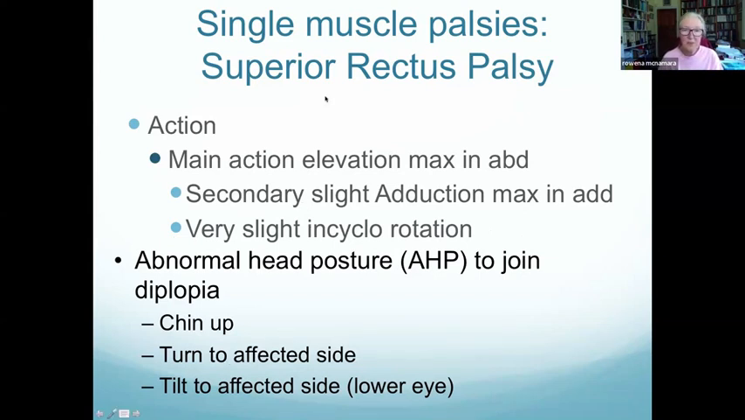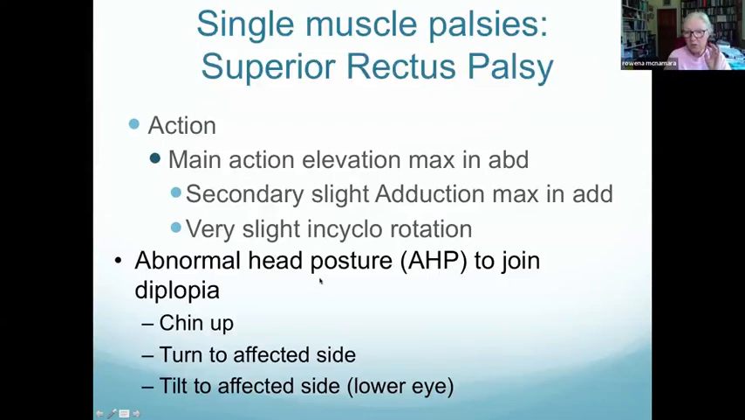So the action, if you remember, of the superior rectus, the main action is elevation, and it gets stronger when the eye is abducted. The secondary actions are very slight. So it has a slight adduction action and it has a slight encyclorotation action. Now, what patients will try to do is they will try to move their head in order to avoid the double vision. So we call this an abnormal head posture.